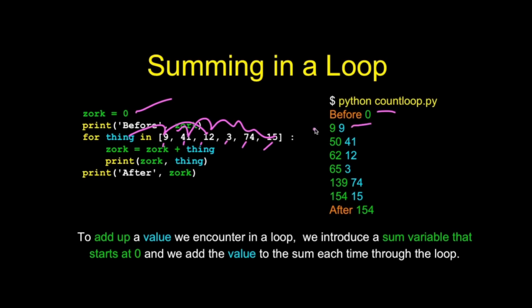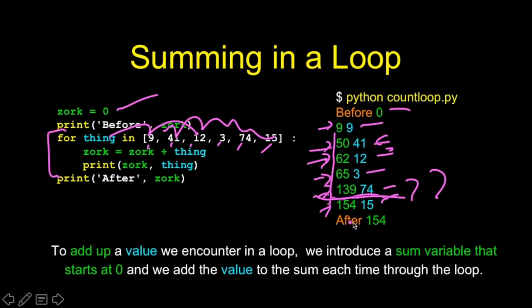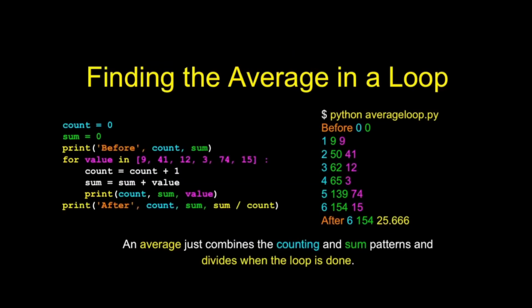So we see 9 and the running total is 9. We see 41, and the running total becomes 50. We see 12, the running total becomes 62. We get a 3, it becomes 65, we get 74, running total is 139. How many more are we going to see? We don't know. Could be a million, could be one. Oh, it's only one. We get a 15, our running total is 154. And afterwards, 154 is indeed the total. So the running total while we're in the loop, after the end of the loop, is the actual total.